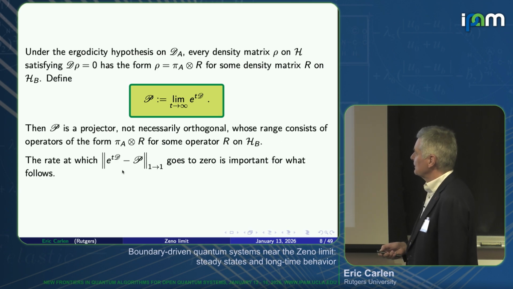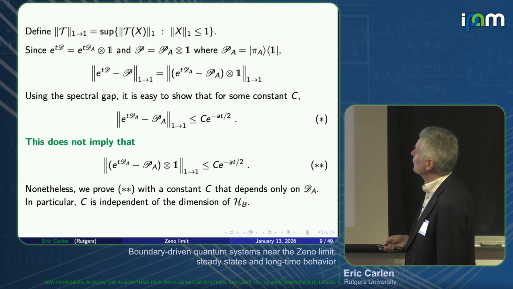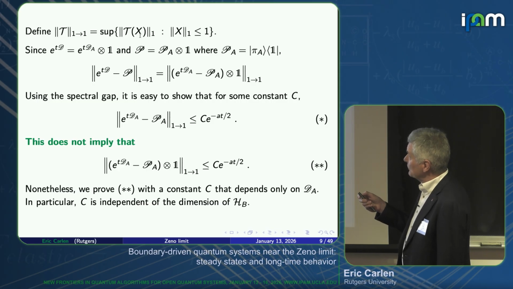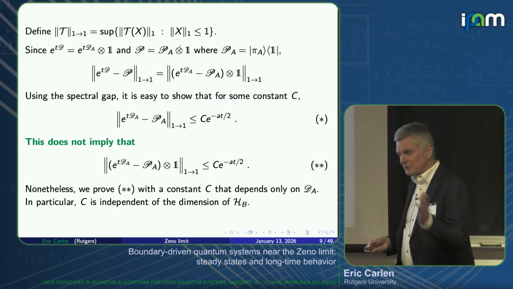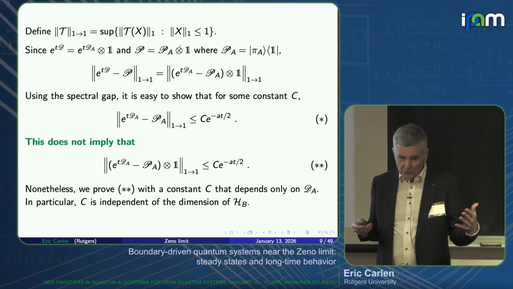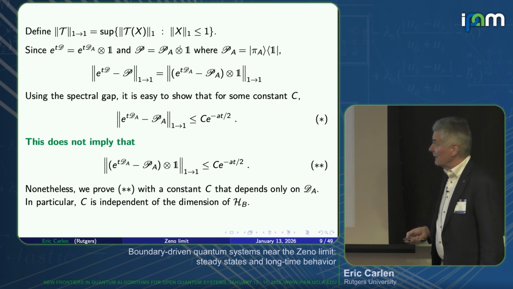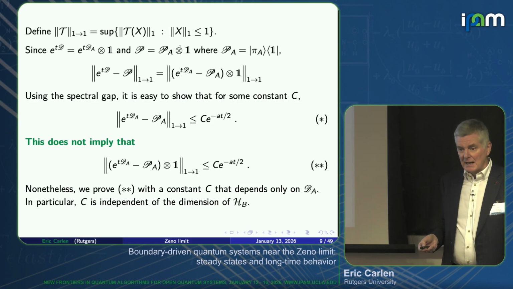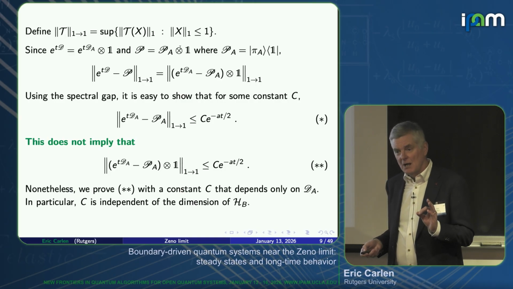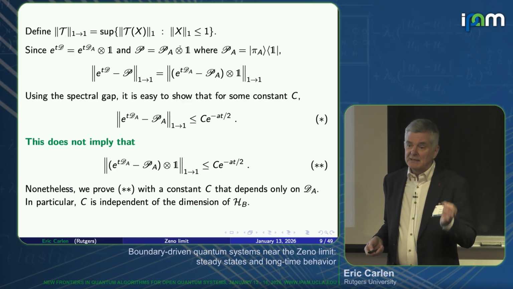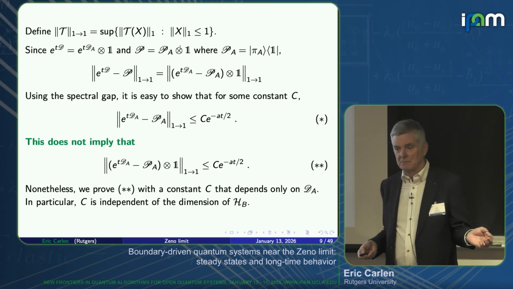What's going to be important for us is the rate at which this goes to 0. Now, this 1-1 norm is defined on the next slide. If you've got a super operator, you apply it to some operator x, take the trace norm of that, and then take the sup over all things in the unit ball in the trace norm. So this is the trace 1 to trace 1 super operator norm. That's the most natural norm for working with an evolution equation for density matrices, and it has many nice properties for us. We will make extensive use of the fact that any CPT map is a contraction in this norm.